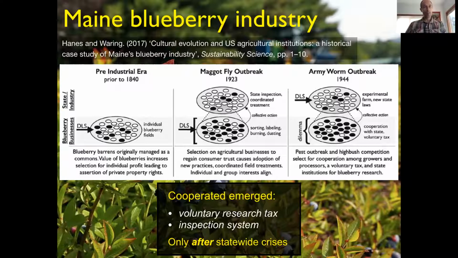But the point is, there was a crisis, two crises, and after each, the collaboration and cooperation between industrial producers of blueberries in Maine increased, as we might expect. And so this is an example of the importance of those costs.